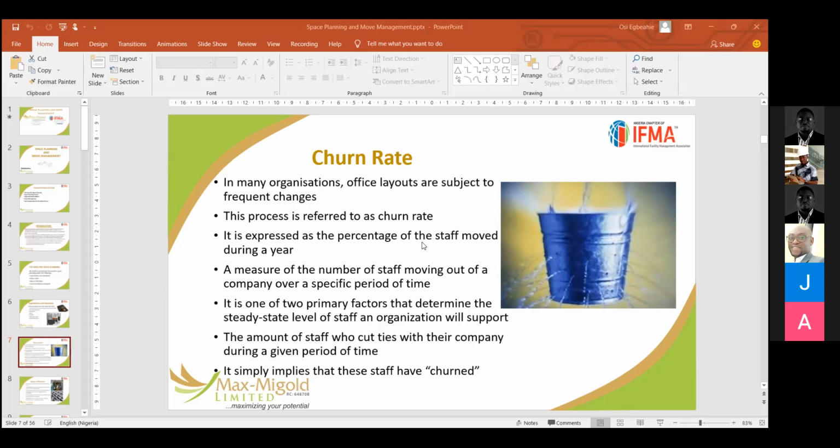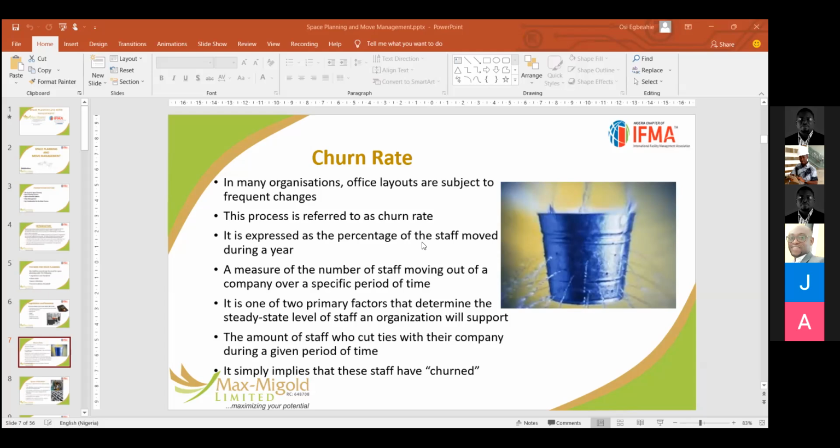At the beginning of the year, you know how many staff are in, and then towards the end of the year, you also have that count. It helps you to know the churn rate. And knowing the churn rate as a facility manager helps you to plan. You know if the company is actually growing or shrinking. And if the company is growing, you'll be able to advise management to get additional space.